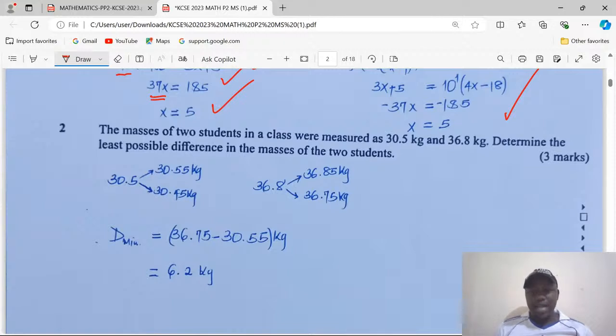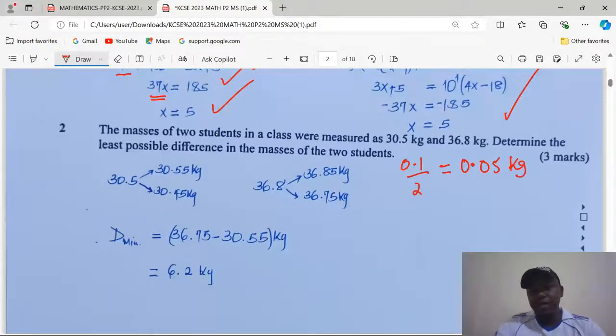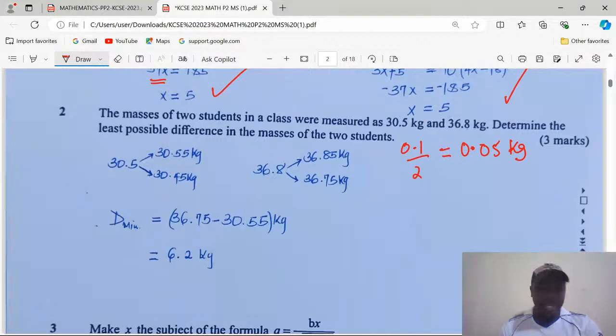We must know that according to the recording of these masses, which has happened to the accuracy of 1 decimal place, there is what we call absolute error in the recording. So the absolute error in the recording, due to the 1 decimal place, is going to be the accuracy of 0.1 divided by 2. So 0.05 kg. This is the absolute error when the masses were being recorded. And with this, we can now talk about the range of each value.